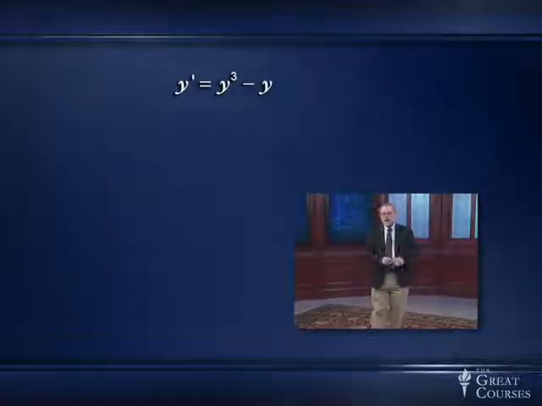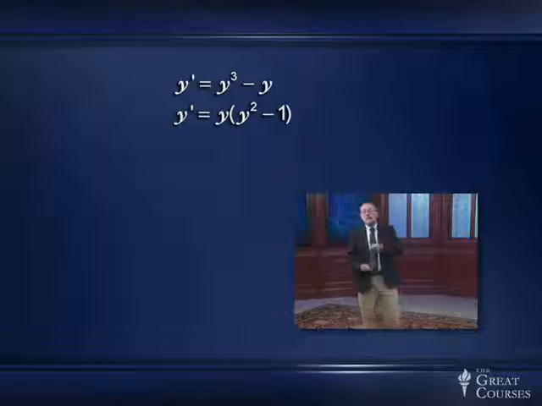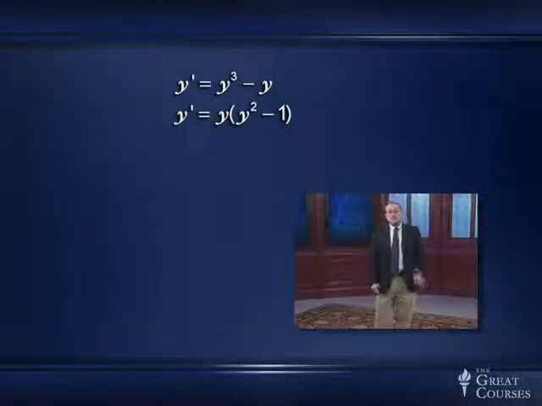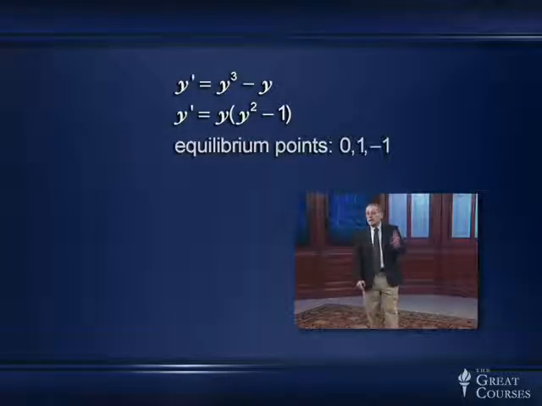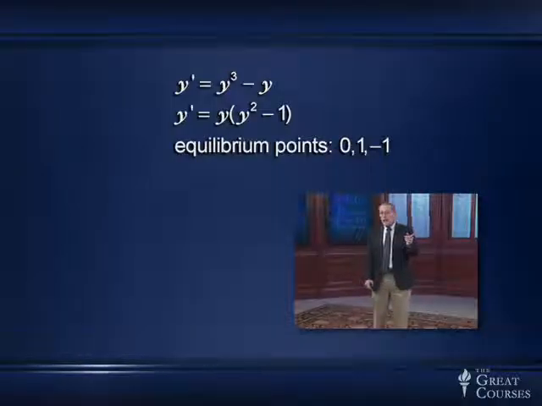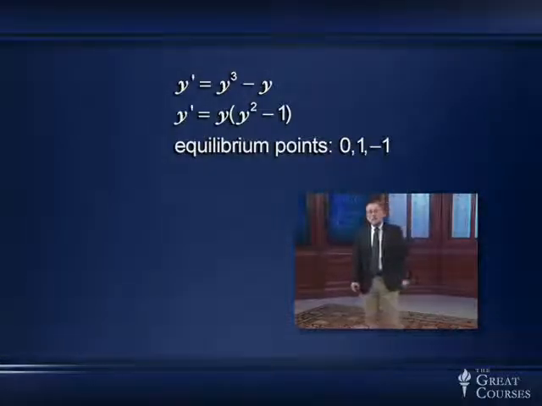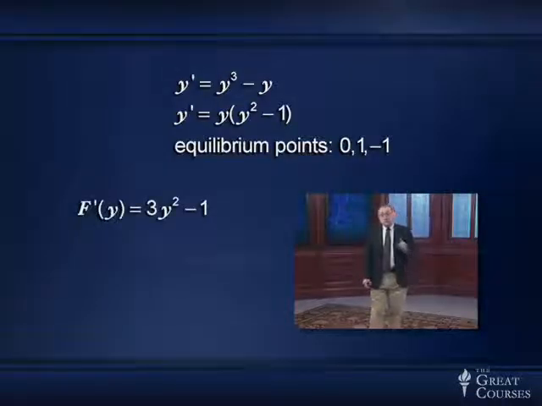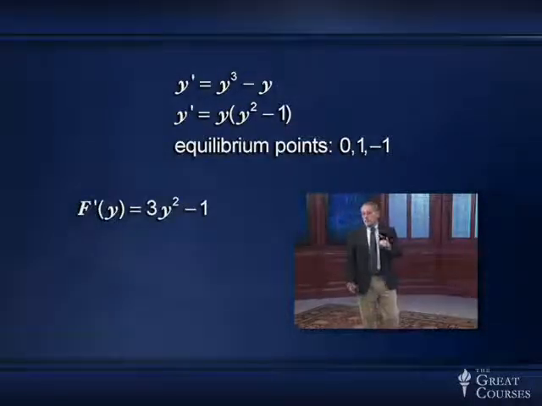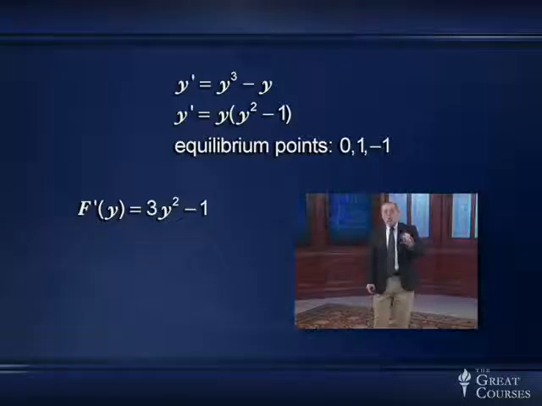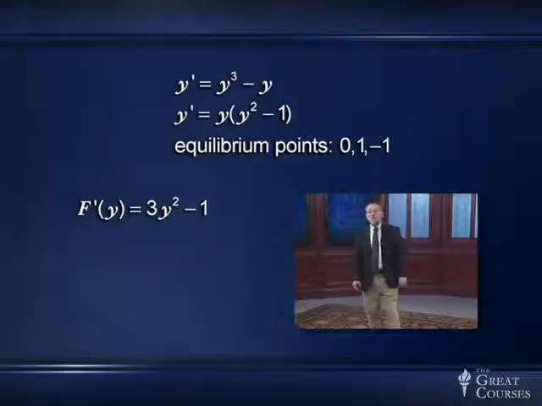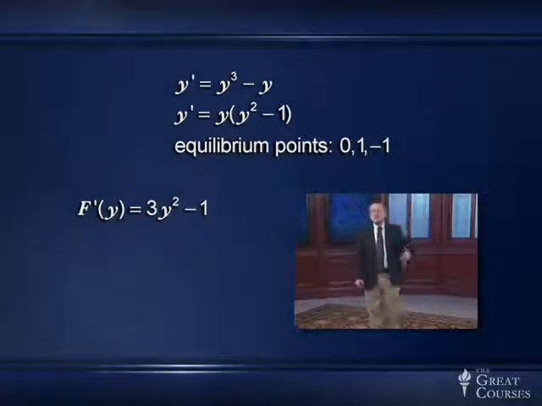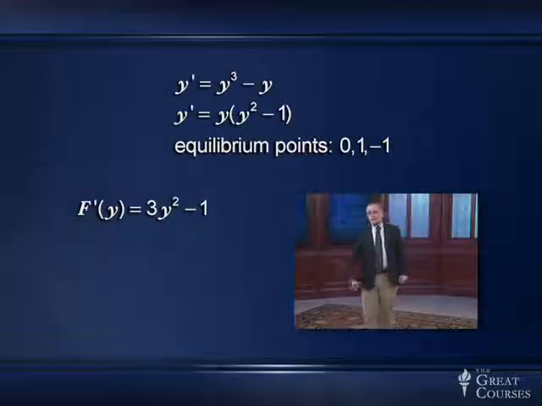Or factor out a y there, y prime is y times y squared minus 1. From that equation, you see that we have equilibrium points at 0 and plus and minus 1. So let's again use the first derivative test. The derivative of y cubed minus y is 3y squared minus 1. So just plug in all our equilibria and determine their types.